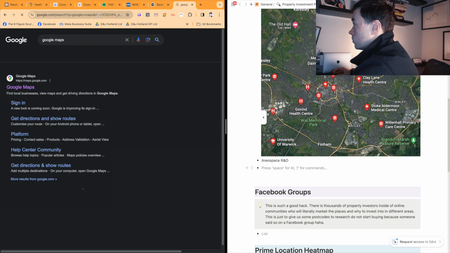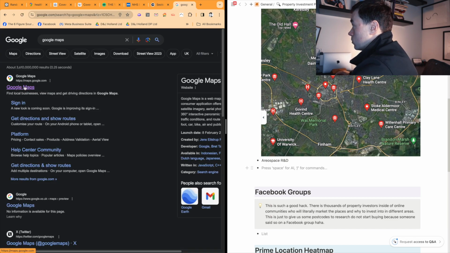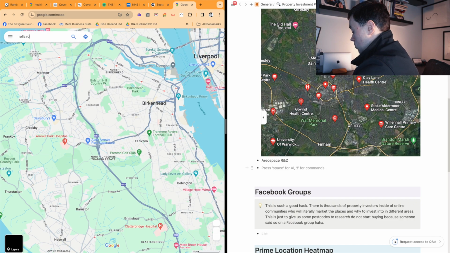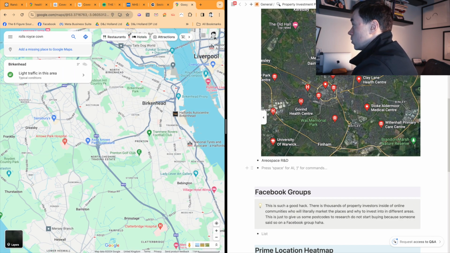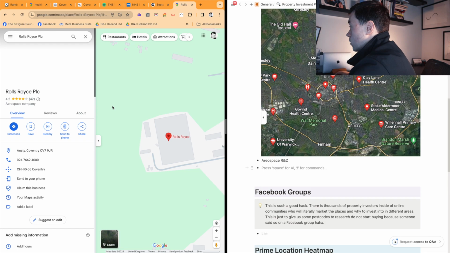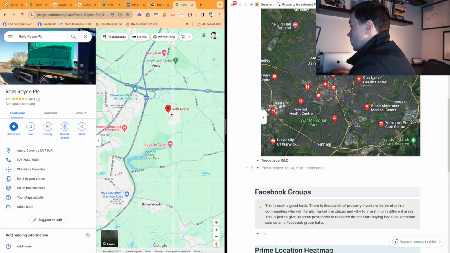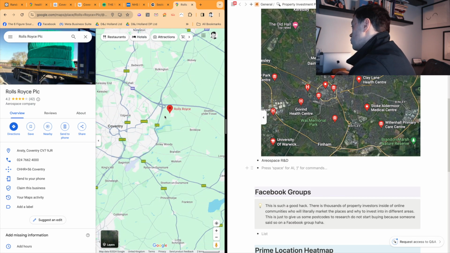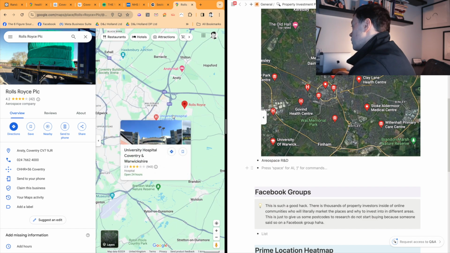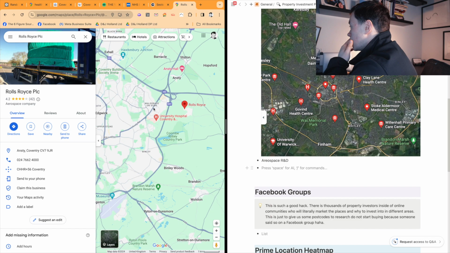Google Maps. Rolls-Royce. Right, okay, yeah, so just a bit further out from the university hospital, Rolls-Royce, so I suspect this area of Coventry is going to be really good.